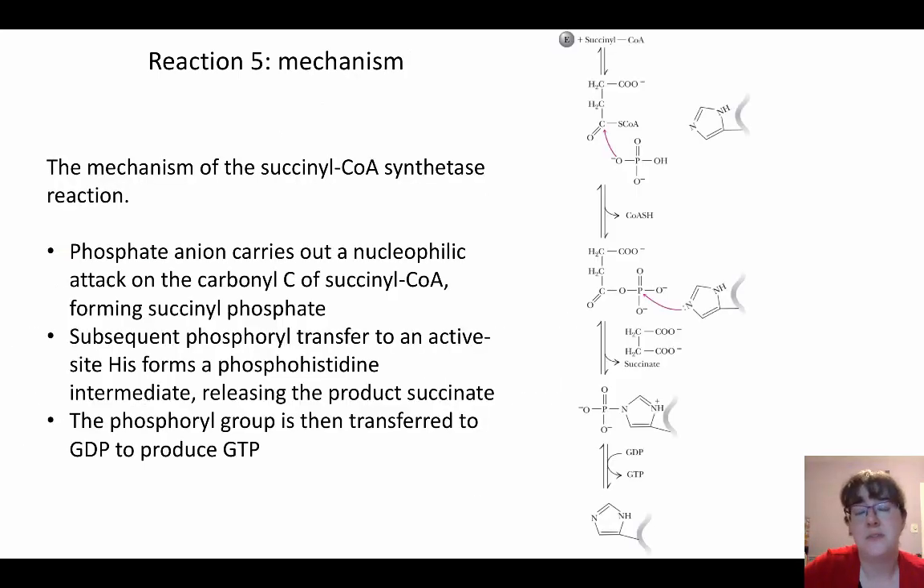Since this reaction does involve that substrate level phosphorylation, we're going to need an inorganic phosphate. So what happens here is the phosphate goes ahead and nucleophilically attacks the carbonyl. That actually kicks out the CoA. From there, a histidine then is going to nucleophilically attack the phosphorus group of the phosphate, and that'll go ahead and release succinate. You're then left with a phosphorylated histidine residue. So then in order to get our histidine residue back so the enzyme can repeat this process, we have GDP going to GTP. And that's what then releases the phosphate group off of the histidine.